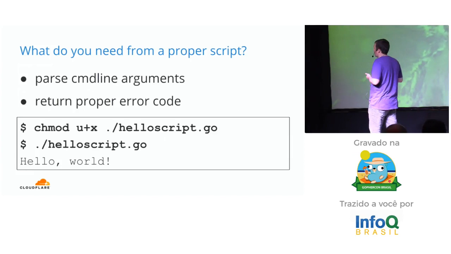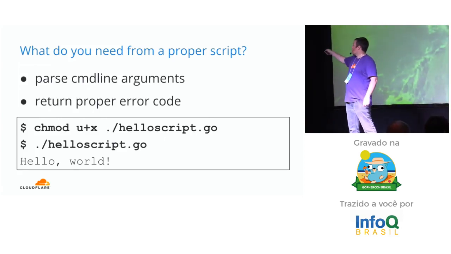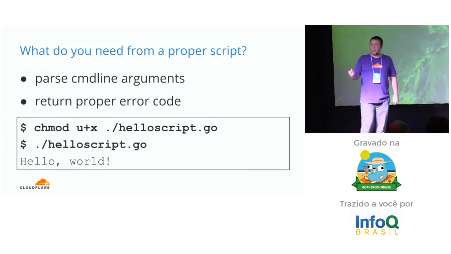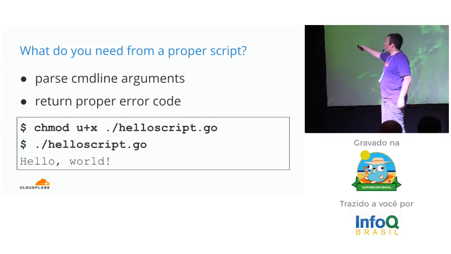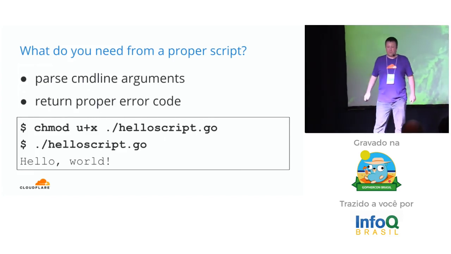And finally, what we want from a script is that we don't want to type go run or python every time. We want to set the executable bit on the Go file, and we just want to execute our Go file, and we will see our Go run, right?